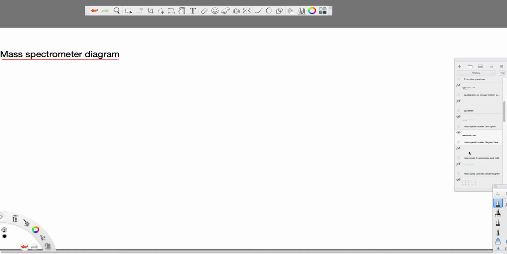So let's look at how the mass spectrometer does what it does. This is a very simplified diagram. So I'm missing, for example, the way we make the ions, but what we have is, to begin with, we make our ions and then we accelerate them. So we have applied a PD between these plates and our ions will be accelerated in this direction.